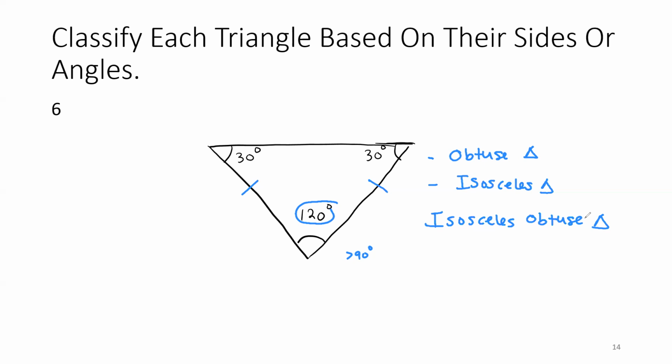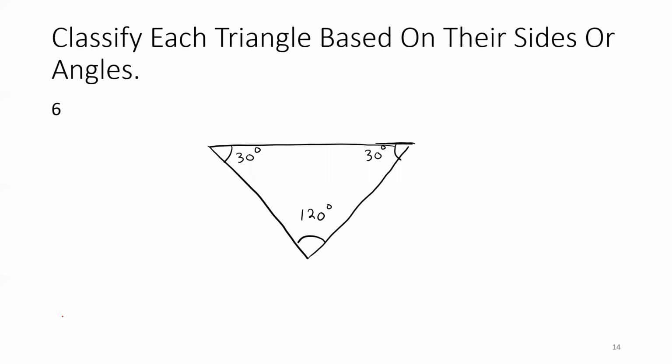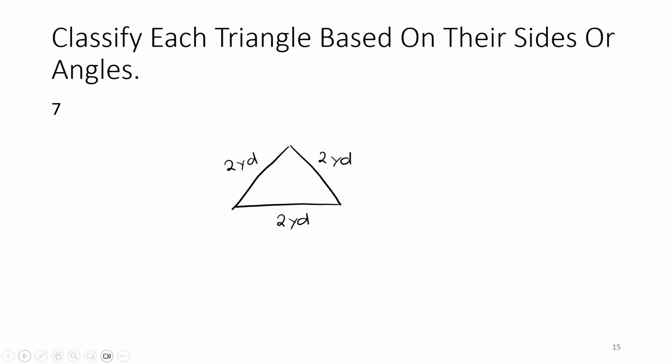Okay, let's move on to the next triangle. Number 7, we are given three side lengths. They're all 2 yards. So what would you call this triangle? Okay, so if you have all 3 sides that are the same, that means all the angles are the same. So if you have all 3 angles and all 3 sides that are the same, you have what's called an equilateral triangle.